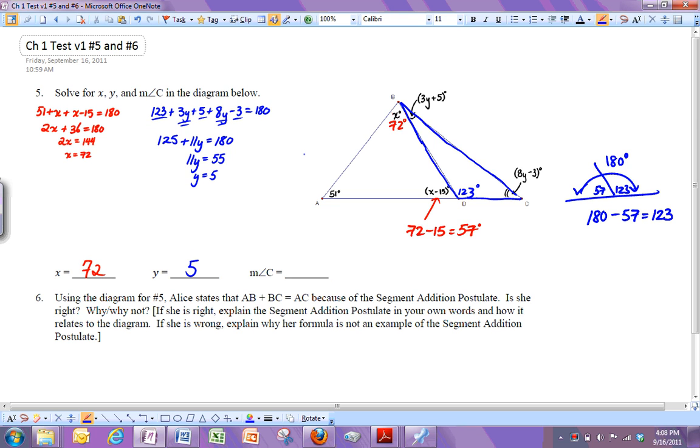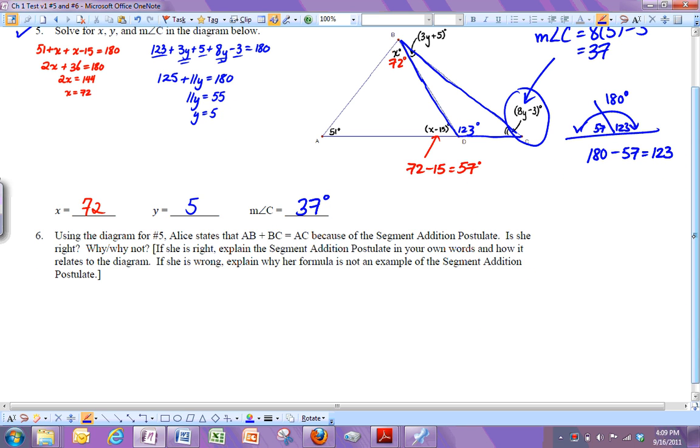Okay, we got one more thing here. We got to figure out what measurement of angle C is. I do know it's 8y minus 3, and I now know y is 5. So to figure out measurement of angle C, I'm just going to plug in the 5 for the y. 8 times 5 minus 3. 40 minus 3, 37. 37 degrees. So there's angle C. We're done with number 5.